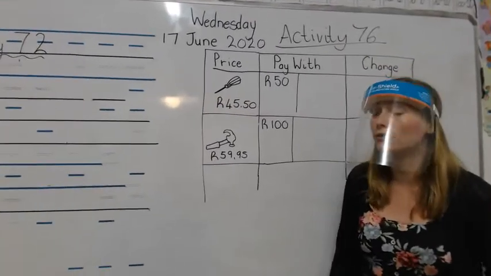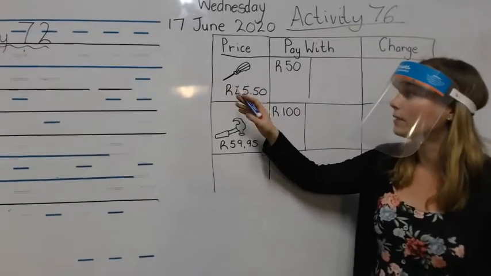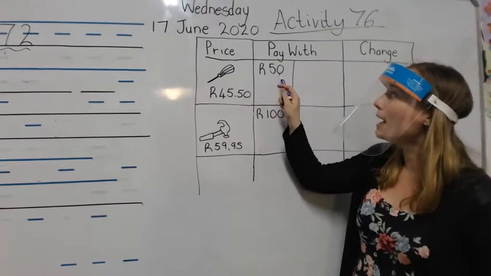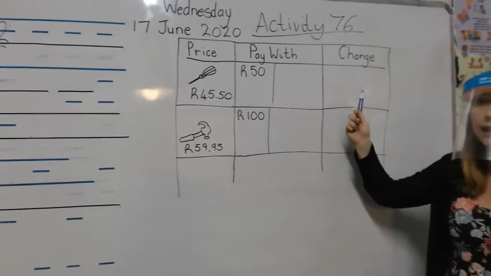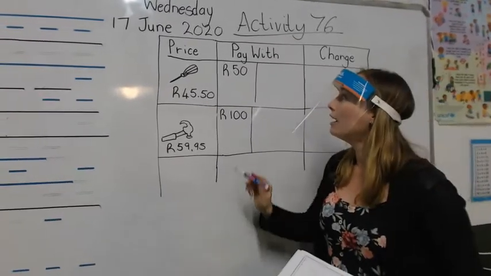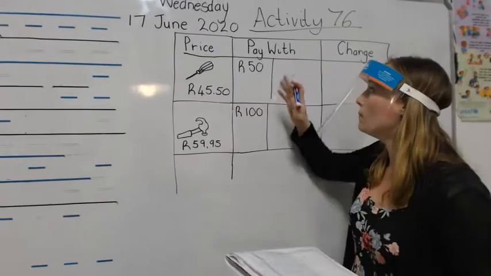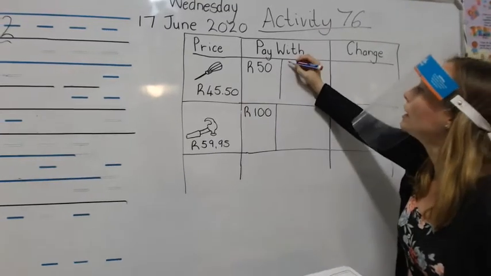So we're going to go into the store, and for some reason we want a screwdriver, and the screwdriver costs 45 Rand 50. We're going to pay with 50 Rand, and we need to find out how much change we're going to get. Okay, let's set our sum out in a soldier sum way, because it's just the easiest and simplest way to work it out at this stage.